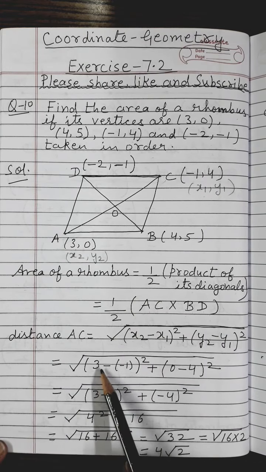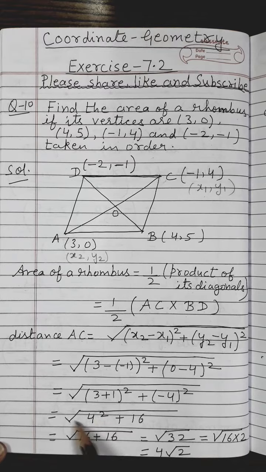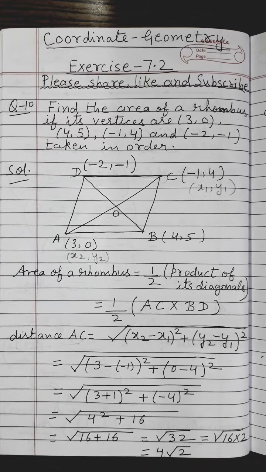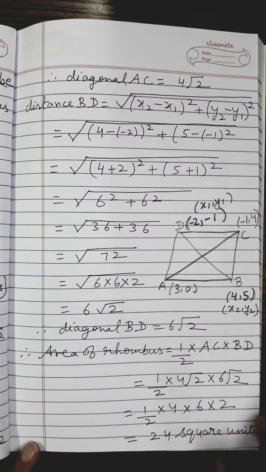Rest is calculation. Minus into minus gives you plus. So (3 plus 1) whole square plus (-4) whole square. Next step, square root of 4 square plus 16, that is 16 plus 16, square root 32. Factorize it: 16 into 2 square root. The square root of 16, which is 4, will come outside the square root sign. So 4 root 2. So the diagonal AC comes out to be 4 root 2.